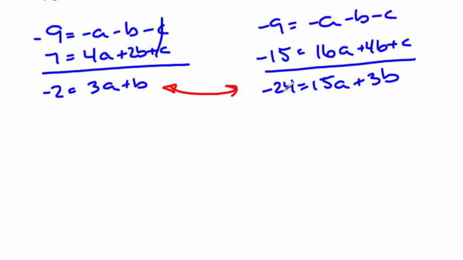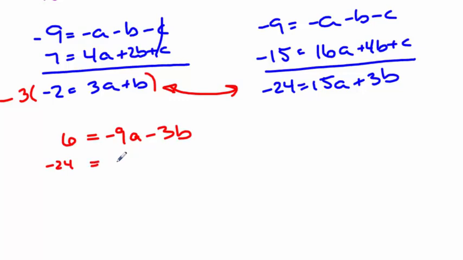Notice that the coefficients of a are 3 and 15, so I can make those both 15 by multiplying by 5, or 1 and 3, and I can make those both 3 by multiplying by 3. We're going to choose the smaller value. So we're going to multiply this by 3, actually a negative 3 to eliminate right there. So this will be 6 equals negative 9a minus 3b, plus the other equation is negative 24 equals 15a plus 3b.